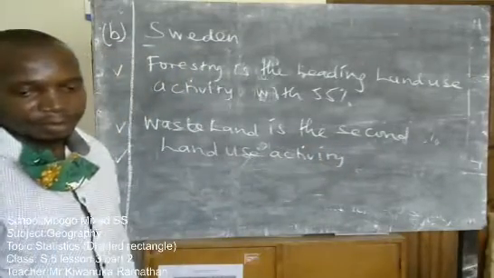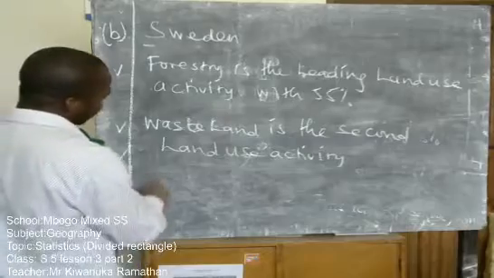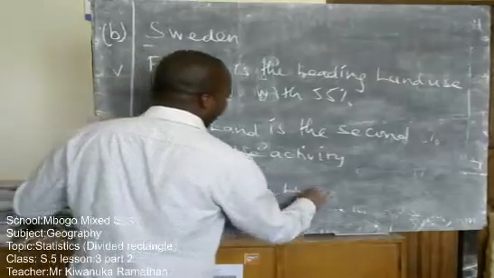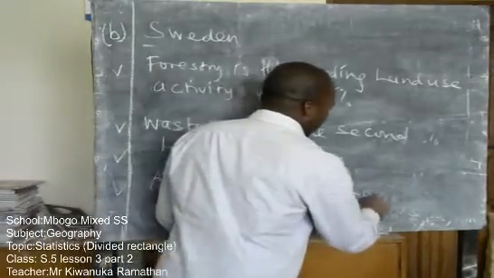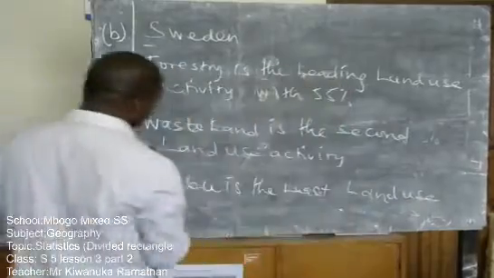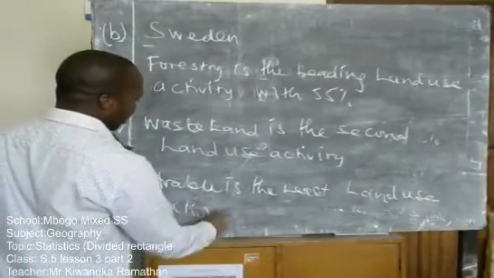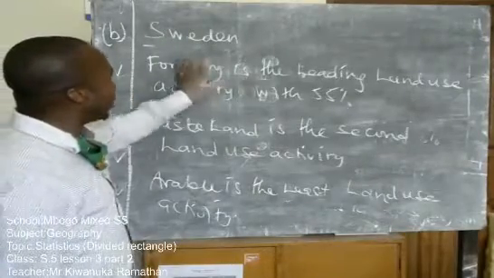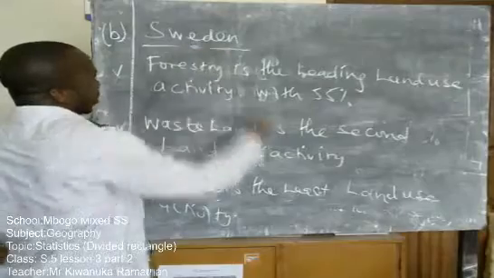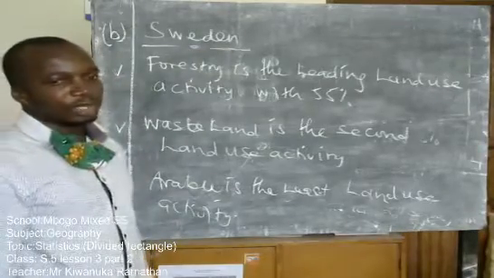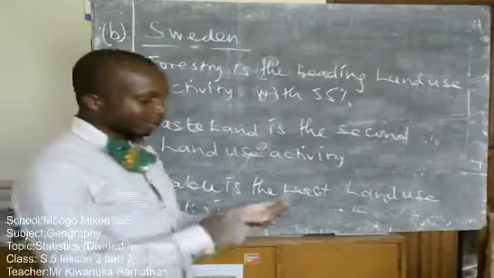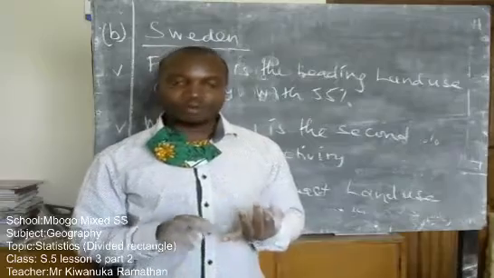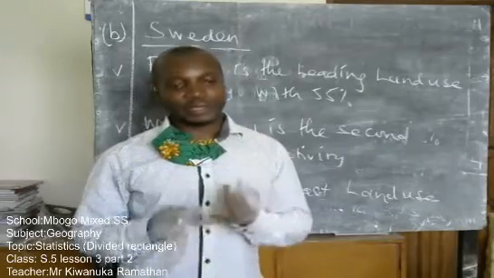And arable is the least land use activity. So that is how we generate comments. In fact, when looking for comments, one can look for the highest. The highest, you may call it the leading or the dominant. You look for the least, you may call it the smallest.